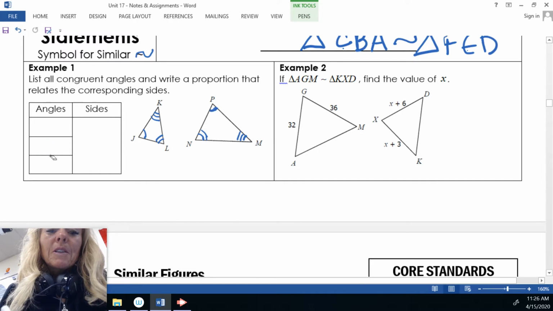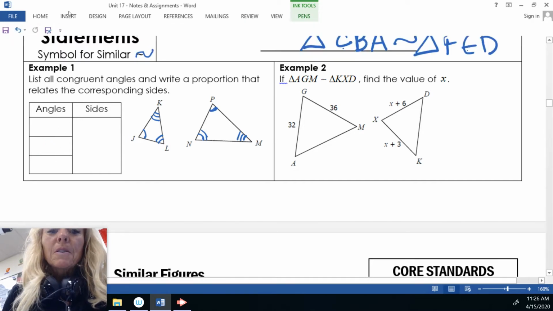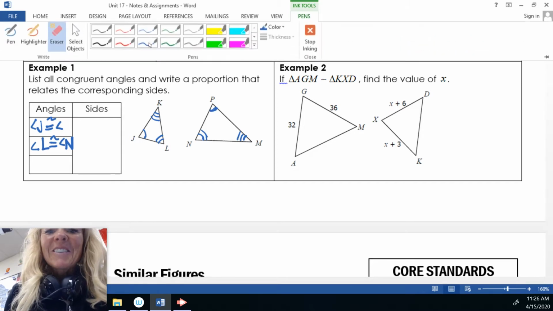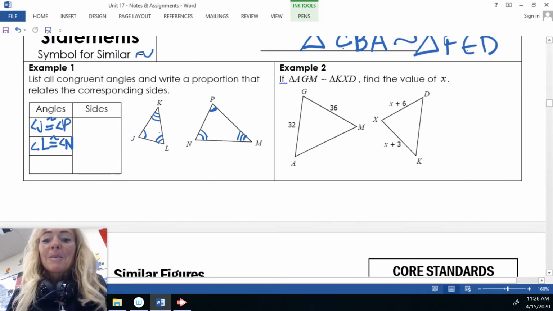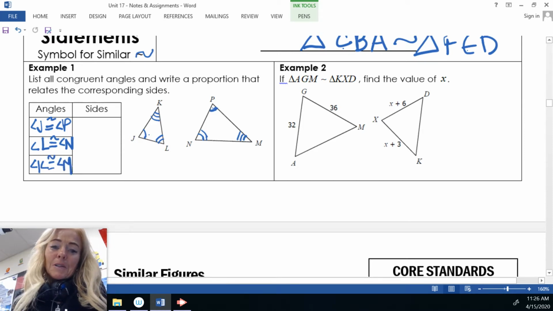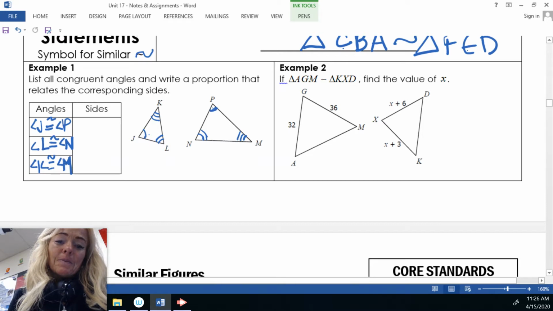I'm going to just start over because I just did a terrible job on writing any of those. So we'll start again. So angle J is congruent to angle P, and angle L is congruent to angle N. What I meant to say here is P. So angle P and J have the same single arc, and L and N have the same double arc. And then the third angles are angle K, which will be congruent to angle M. All right, so those are the three angles that are congruent.